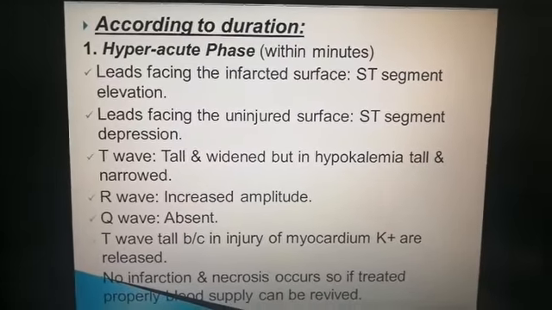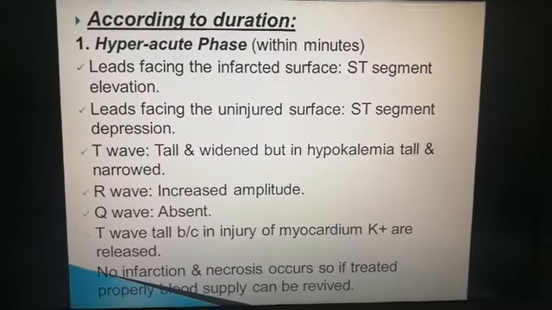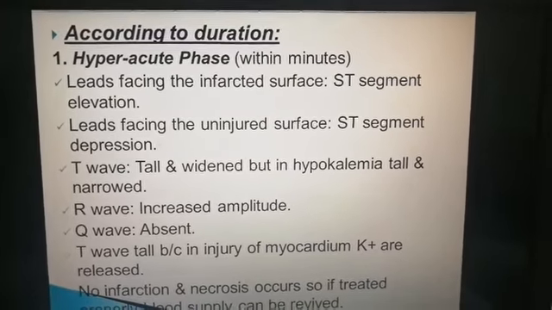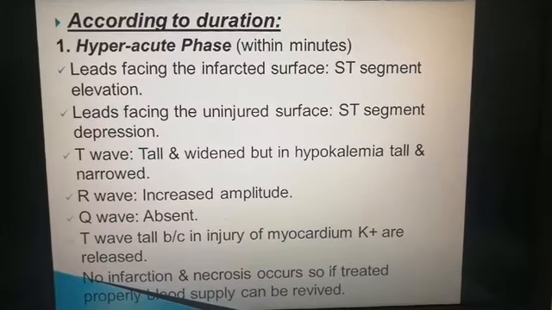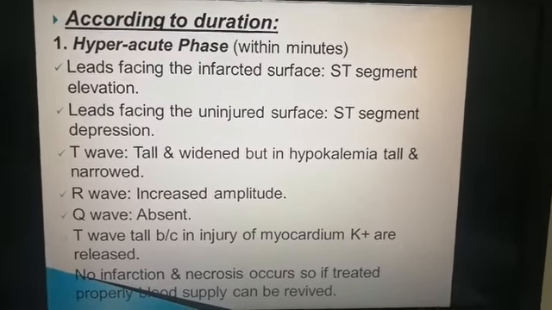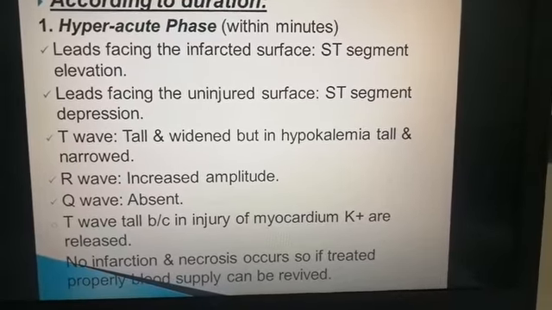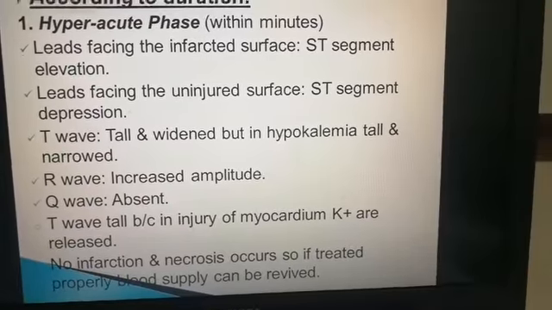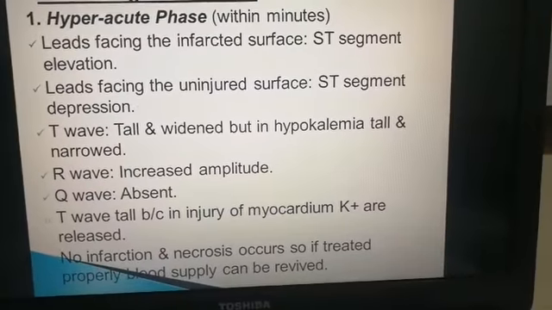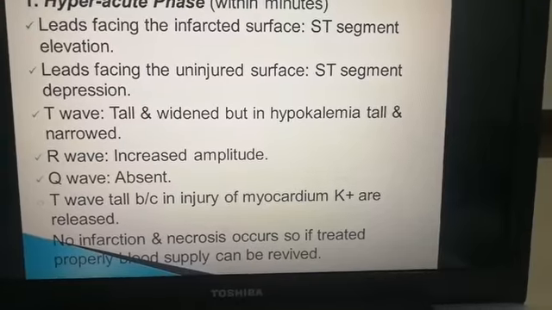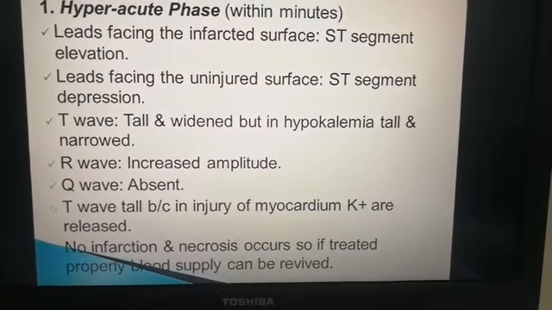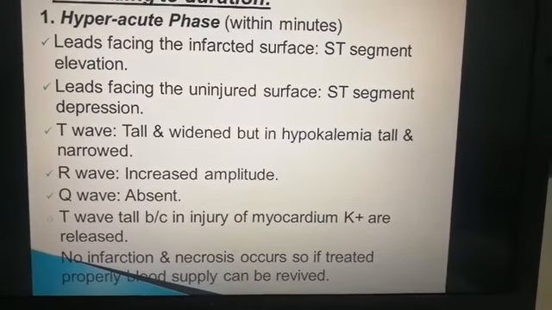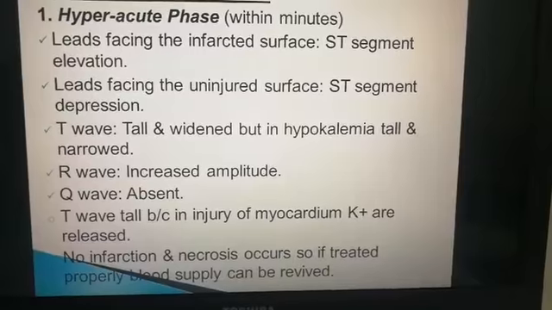Now we will discuss according to duration. This is the fourth classification, or the fourth type of MI or infarct. Hyperacute phase, within minutes: the lead facing the infarcted surface shows ST segment elevation, the lead facing the uninjured surface shows ST segment depression, the T wave is tall and widened (but in hypokalemia it is tall and narrowed), the R wave has increased amplitude, and the Q wave is absent.